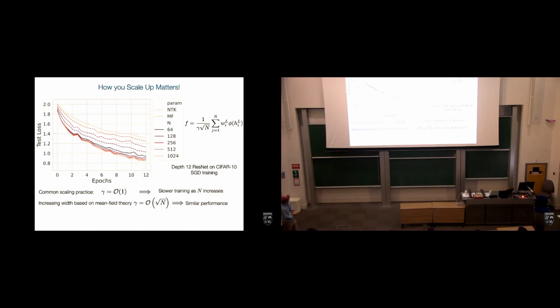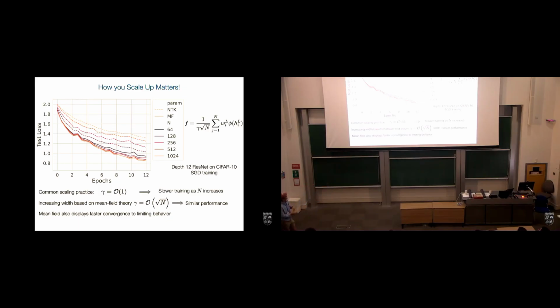If you do what's called mean field or mu-p scaling, an alternative scaling where you instead treat this output scale multiplier like order square root of n times a constant, then you can see that all the models obey very similar learning curves. If anything, the wider models are slightly better. So choices matter here. You have choices of different parameterizations and different limits, and they behave differently across finite sizes.